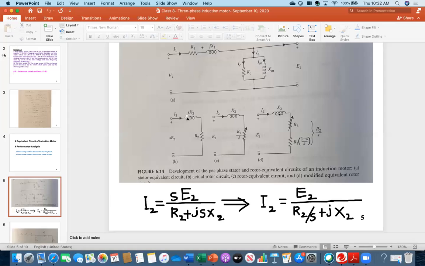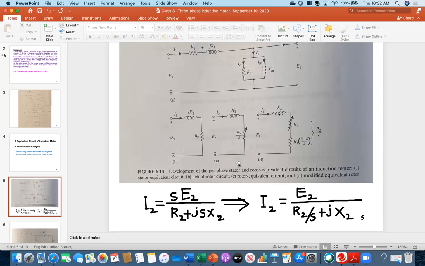There it is independent of S, but here it is R2 over S. This is R2 over S, and I am putting a variable sign because it depends on the slip, at what speed the motor is running. That slip is the main governing factor for the induction motor. That's why this is the variable sign.